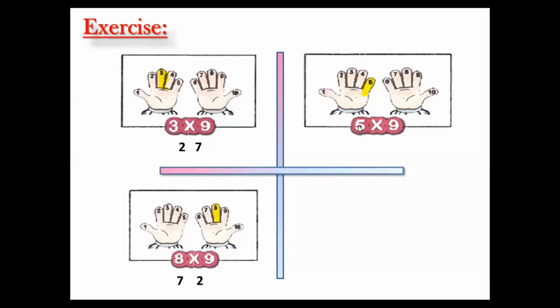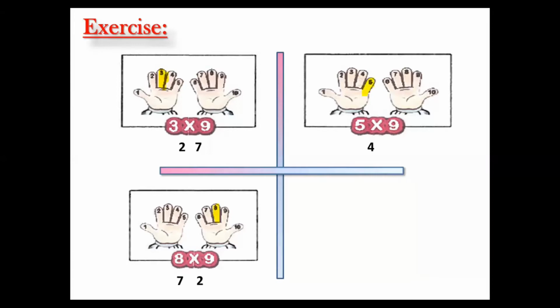To get the product of 5 by 9, we start to count all fingers before the fifth finger from the left hand. Let's count here how many fingers before the fifth finger. We have here 1, 2, 3, 4. We have here 4 fingers before the fifth finger. So we write number 4 in the tens digit in the product as you see here.